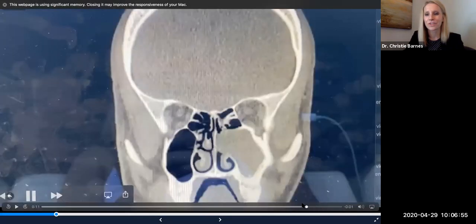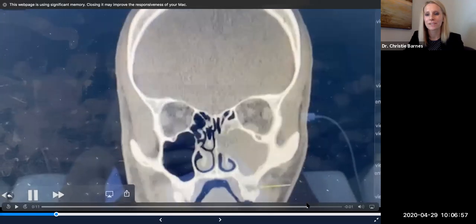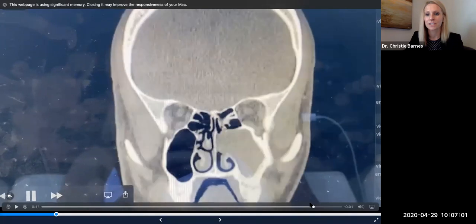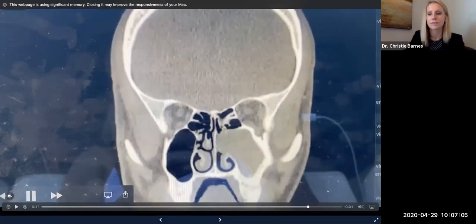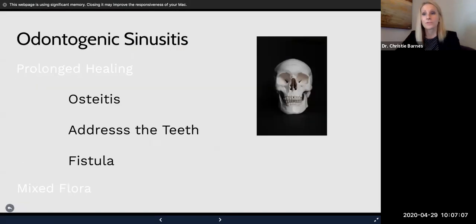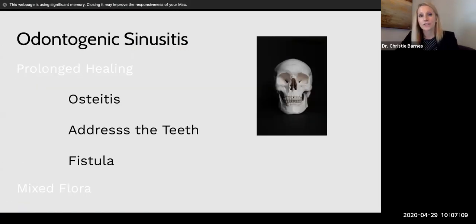definitely there's erosion of the bone and periapical abscesses on both sides. Actually, the arrow pops up on the other side too. So, very bad dentition, and that's consistent with your physical exam. So what we're dealing with here is odontogenic sinusitis.